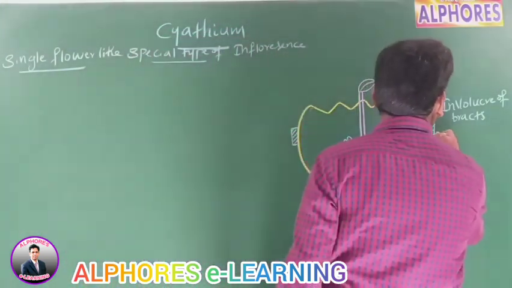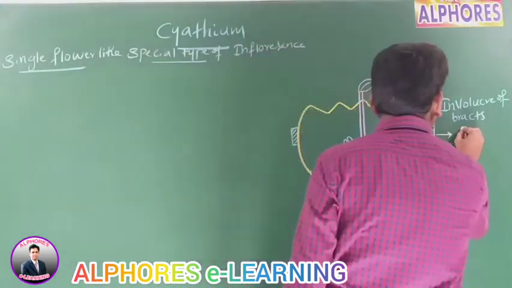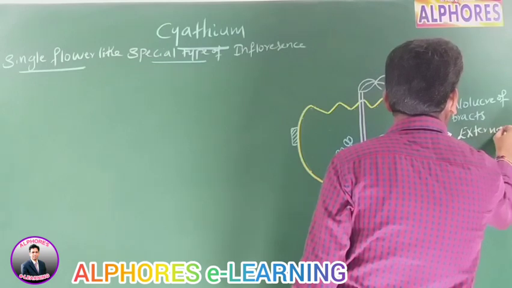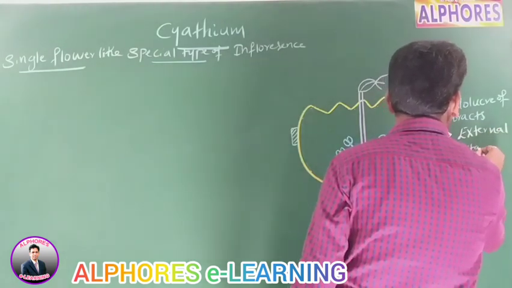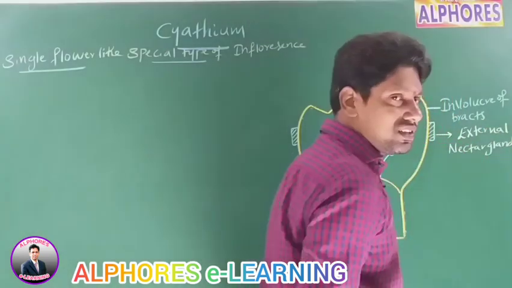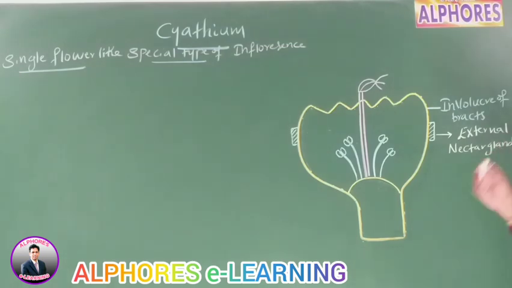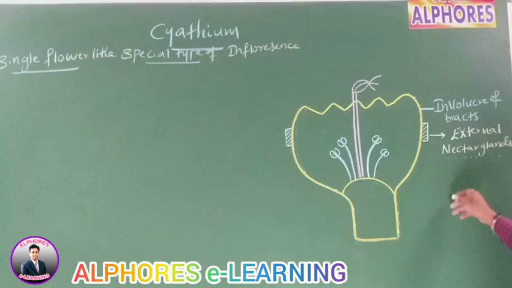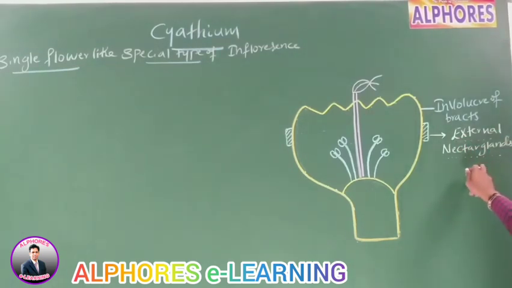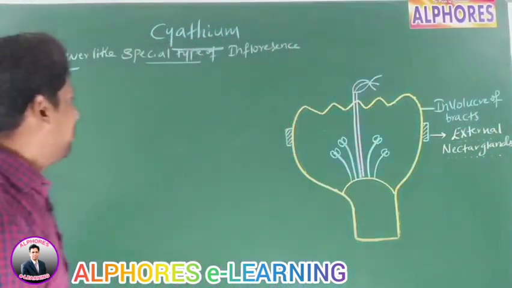On this involucre of bracts, you are going to see external nectar glands. Why are we calling them external nectar glands? Nectar glands are generally present in a flower. But are these nectar glands present in the flower? No, they are not in the flower. So we call these nectar glands external nectar glands, also called extrafloral nectaries. Nothing but external nectar glands.